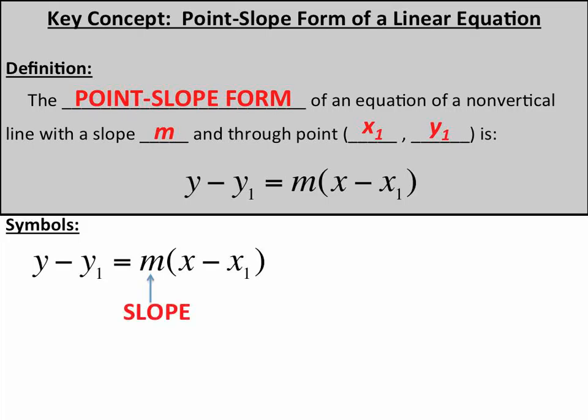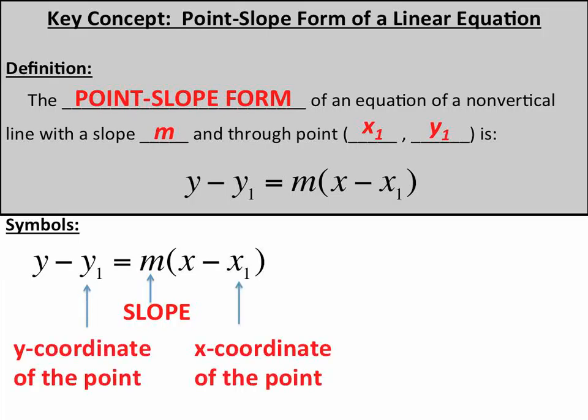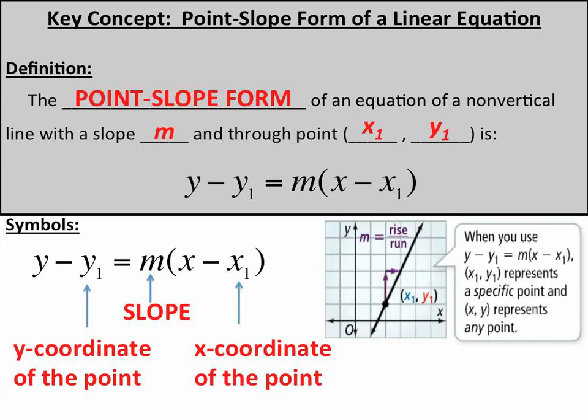All right, so what do all those symbols mean? Well, m is the slope. The point that you pick has 2 coordinates. It has an x-coordinate and a y-coordinate. Those numbers for that coordinate would be x1 and y1 in the formula. Okay? So this is a cool note. When you use y minus y1 equals m times x minus x1, x1 and y1, these points, represent specific points. So they'll be filled in with numbers. The x and the y, without the subscript, those are variables.